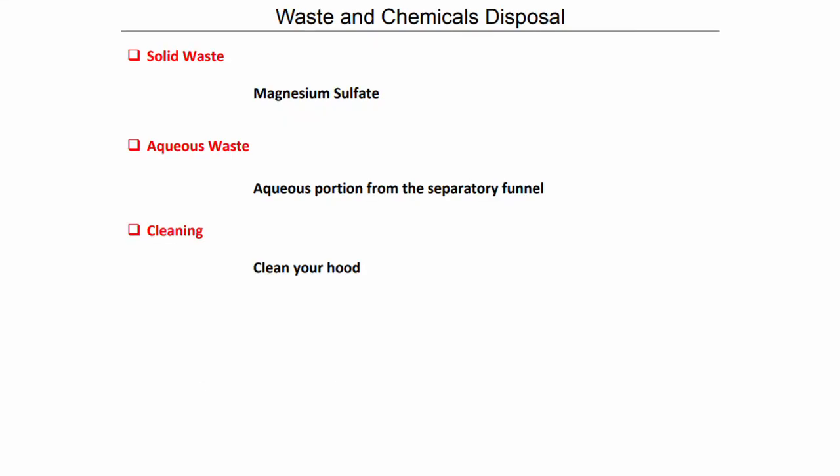If we were to run this experiment, what we would need to know is that the magnesium sulfate would go into the solid waste. All of the aqueous waste that we collected from the separatory funnel would go to the aqueous waste, and then we would just clean the hood and we'd be done with the lab. If you need any more guidance on how this experiment could be run, you could definitely check Dr. Salvador's video that should be right under this one, and you can see him perform the entire experiment from start to finish.